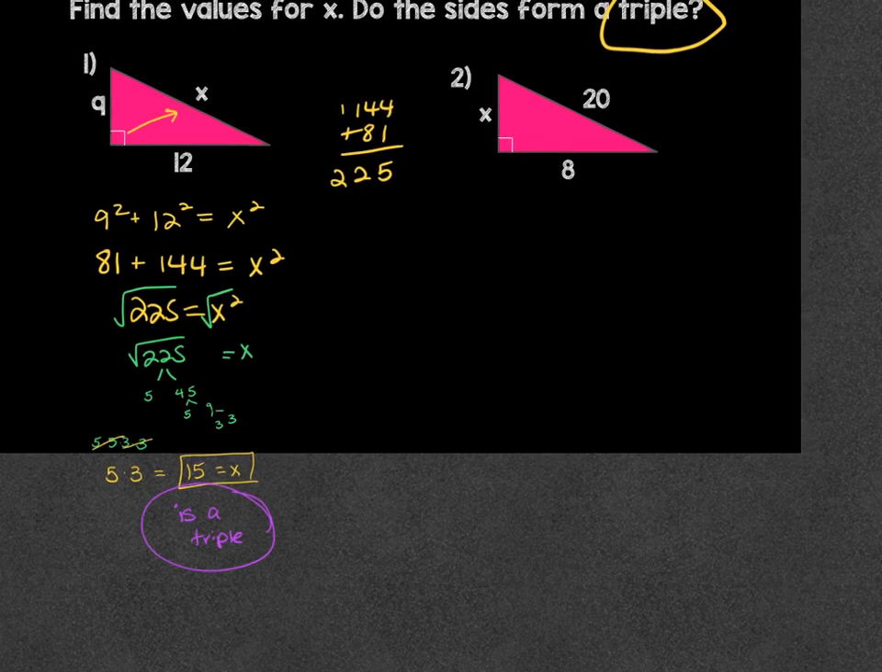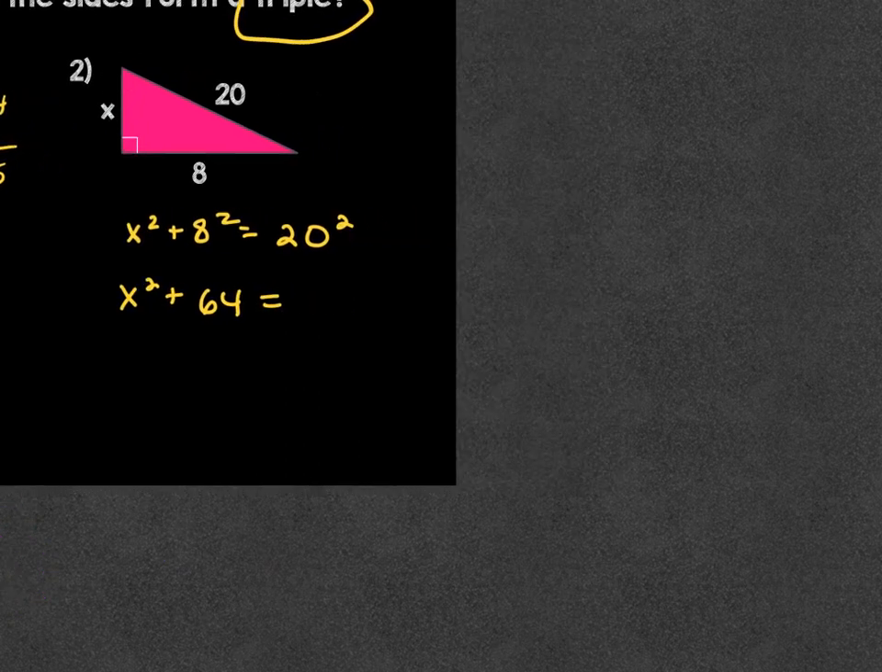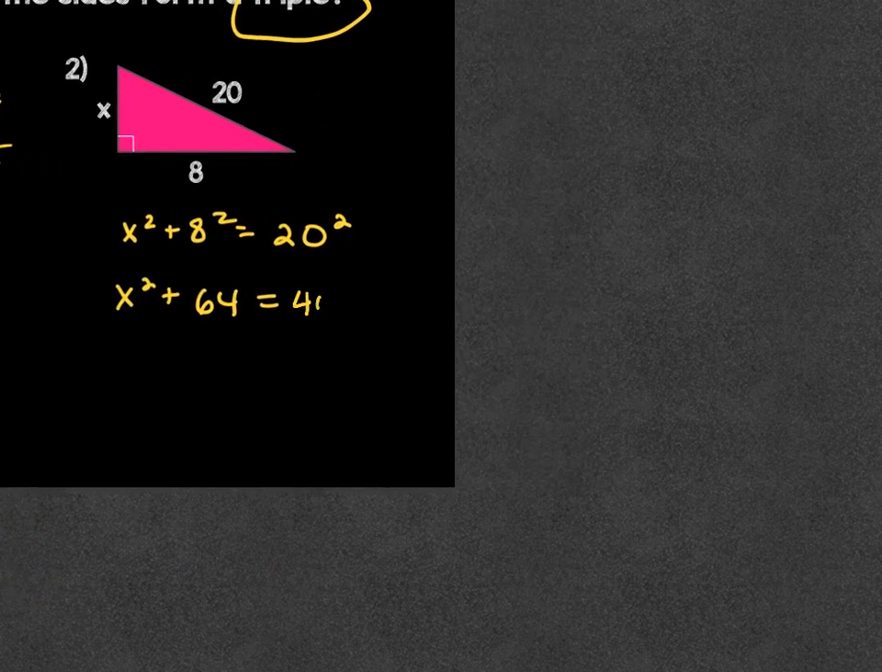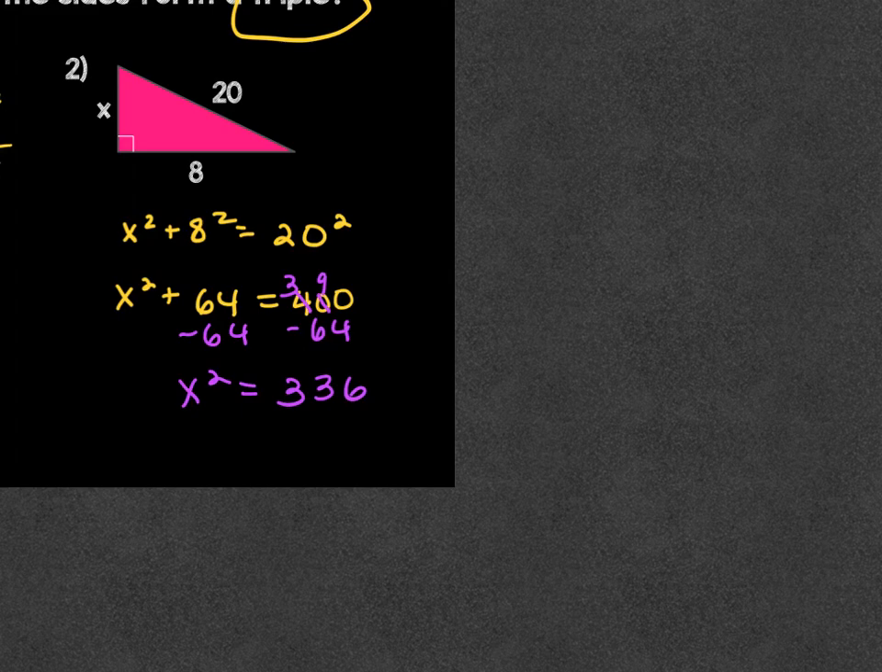All right, number 2. What number goes by itself? 20. So this would be x squared plus 8 squared equals 20 squared. What's 8 squared? What's 20 squared? It is 400. So I get x squared equals 336, right?